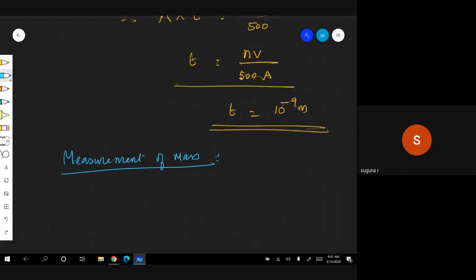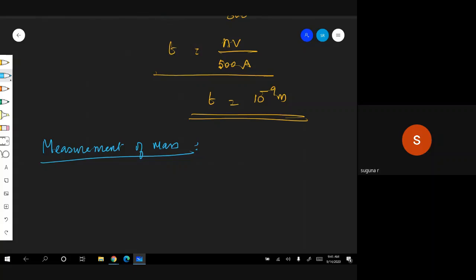Clear? Measurement of mass. What does measurement of mass mean? There are so many methods. You can find out the ordinary gravitational mass by using the ordinary grocery shop balance, as we use when finding one kilogram of sugar. So a common balance is used there. That is very simple, you know about it.